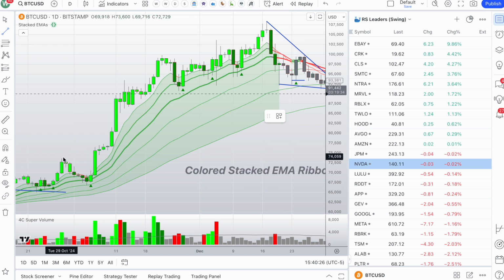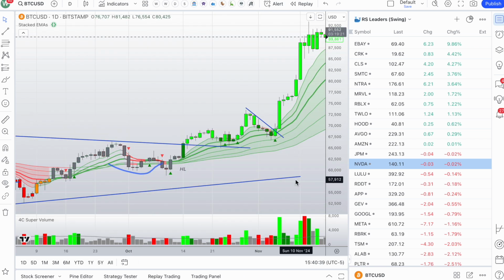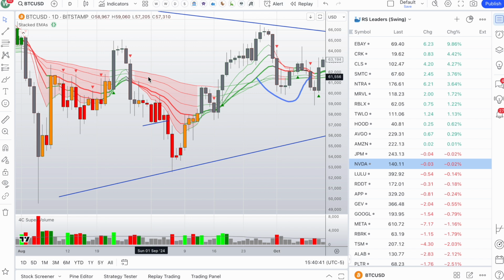So a system like this works great on its own, but it works a little bit better when you add some trend lines. Maybe you focus on higher highs and higher lows. And I also like a volume indicator. We'll talk about volume indicators a little bit later.